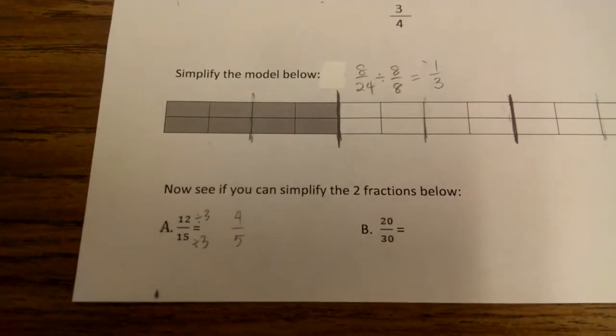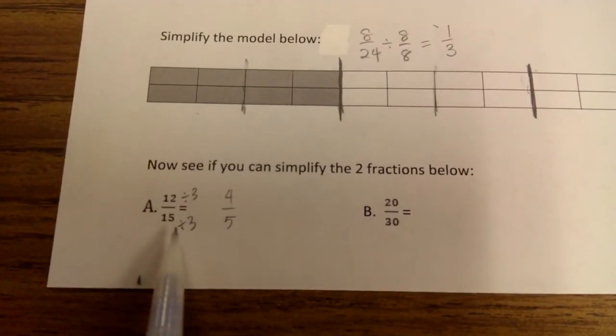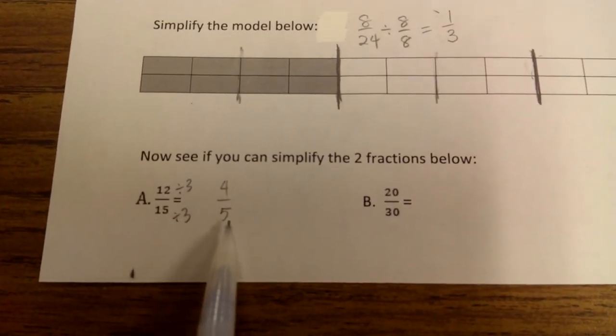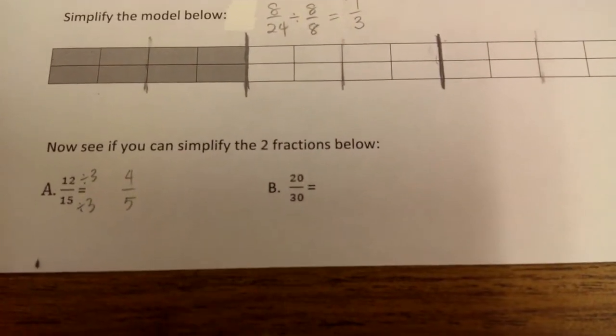4/5. So if I had a candy bar and I broke it into 15 pieces and I gave you 12, that's the same thing as if I broke the candy bar into 5 pieces and gave you 4. They are the same. What about 20/30?